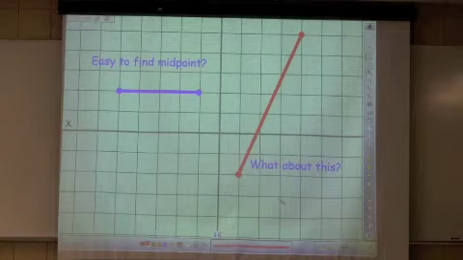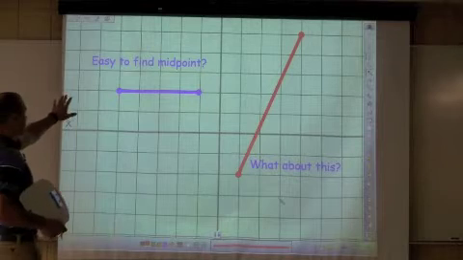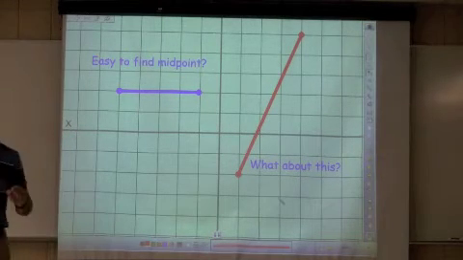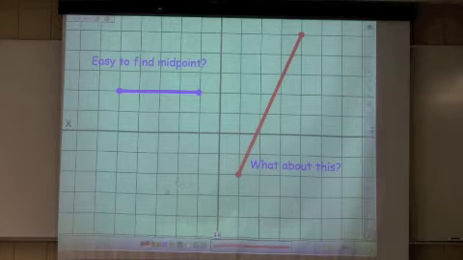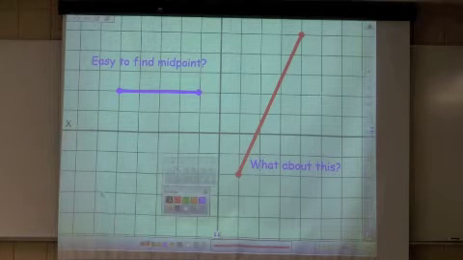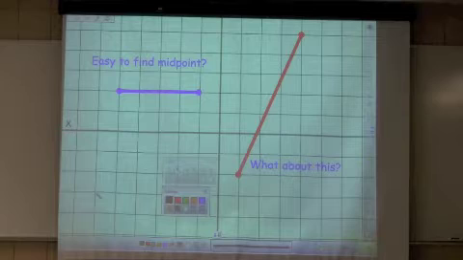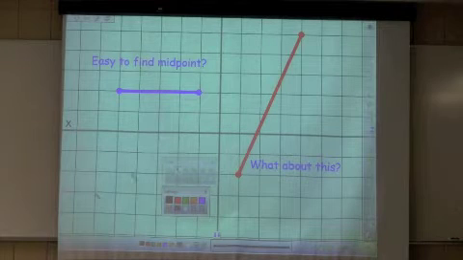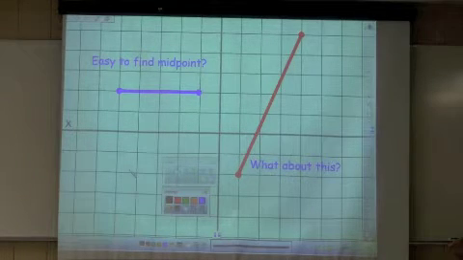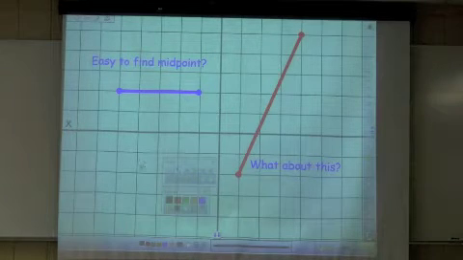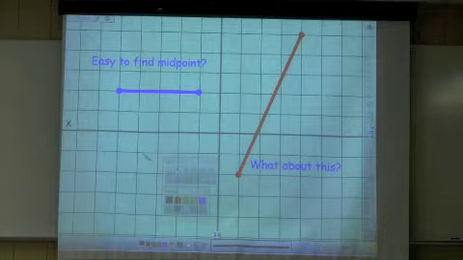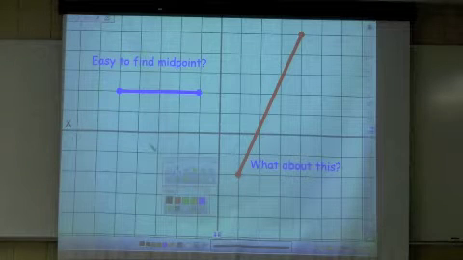Now, how about what if I jump to this? Somebody tell me the midpoint of the blue line. Katie, what do you think? Is 2. Okay, the y-coordinate is 2. What's the x-coordinate? X-coordinate is 4. Oh, 3, sorry.